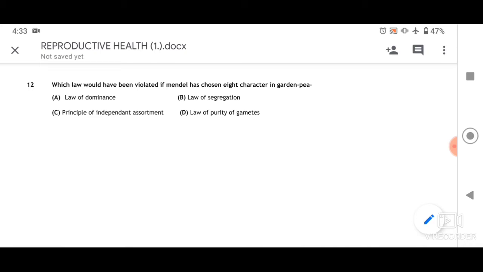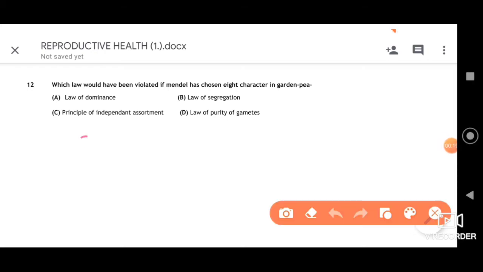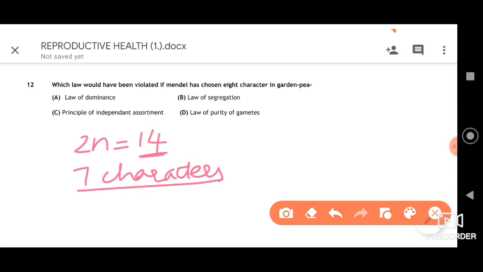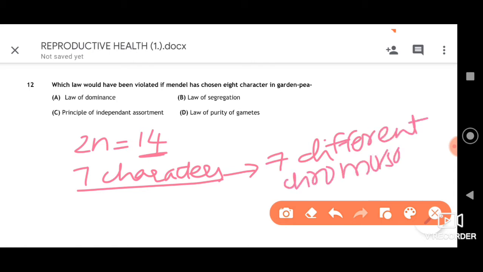Then the next question we have here is, which law would have been violated if Mendel had chosen 8 characters in garden pea? This is an interesting question. First of all, let me tell you that in pea plant, the diploid number of chromosomes is 14. So Mendel chose 7 characters, the genes for which are present in 7 different chromosomes. He did not select them in a single chromosome, my dear friends. It's very interesting to note this.